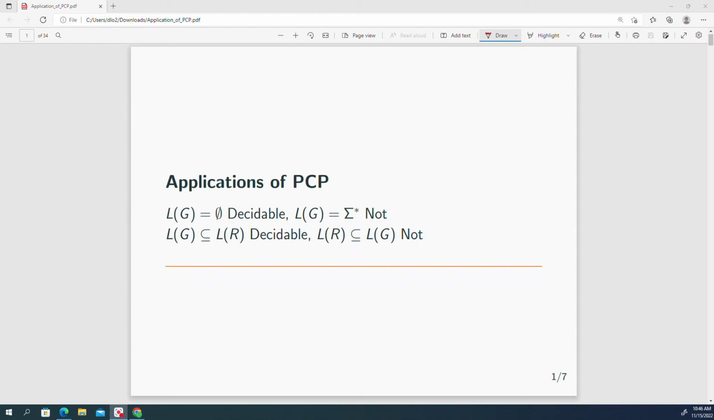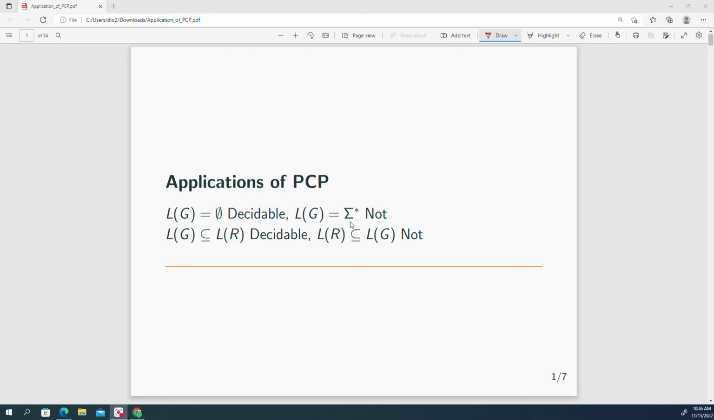In this video, I'm going to talk about the applications of PCP, the post-correspondence problem. Specifically, I'm going to talk about the problem L(G) equal to empty is decidable, given that G is a context-free grammar, whereas L(G) equal to sigma star is not decidable.